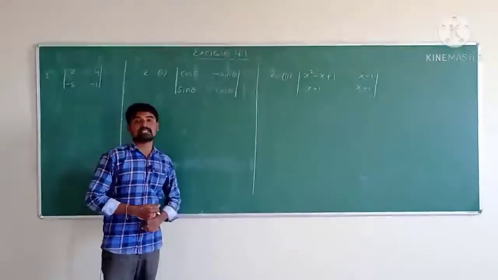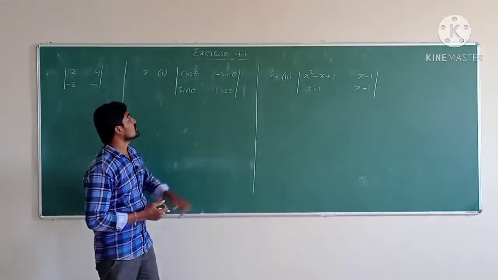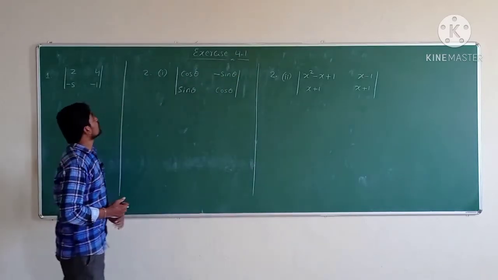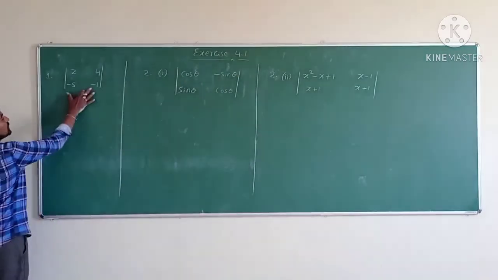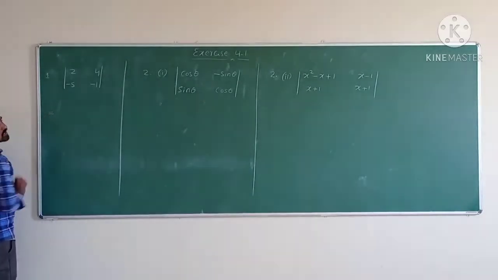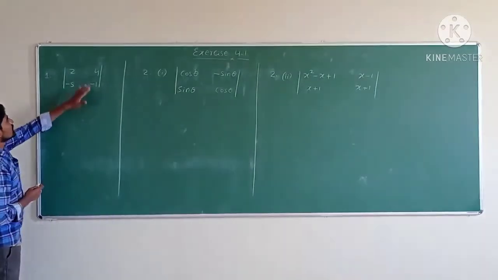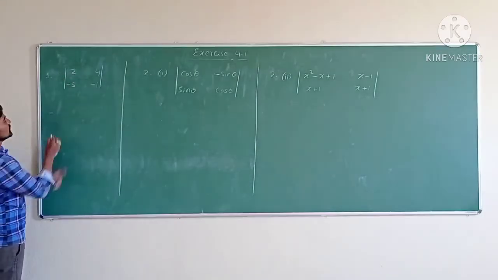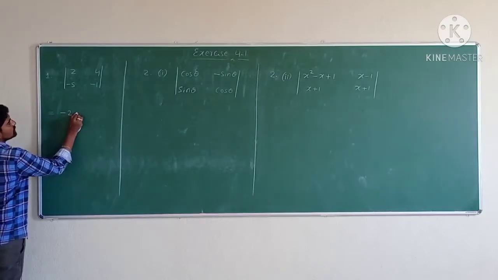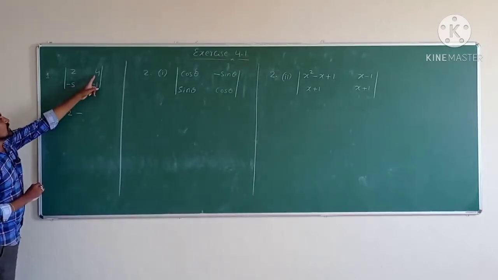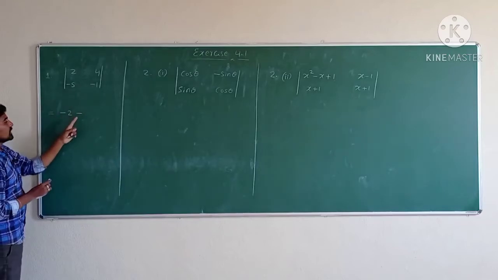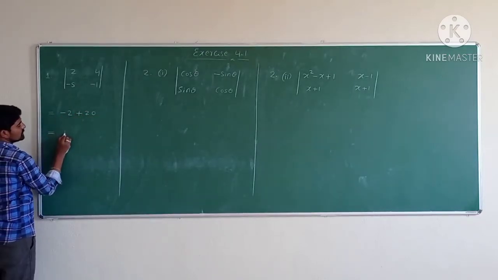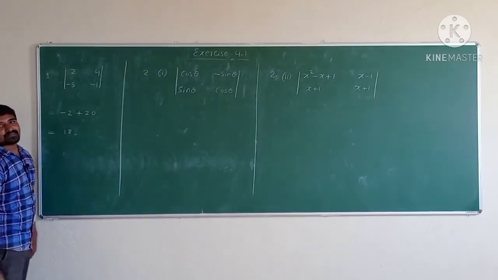Last class we discussed the introduction part for exercise 4.1. So today I am going to start exercise 4.1. In that, the first question is to evaluate the determinant whose order is 2 cross 2. As you know the procedure to find the determinant of 2 cross 2: 2 into minus 1 minus 2 into 4, which gives minus 2 minus 20, minus into minus plus 20, which is equal to 20 minus 2, which is equal to 18.